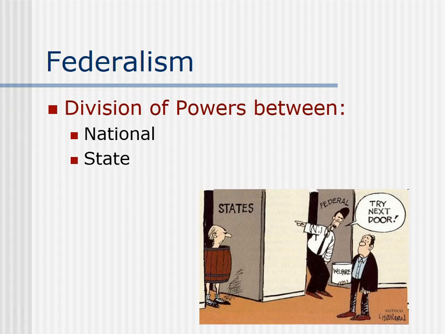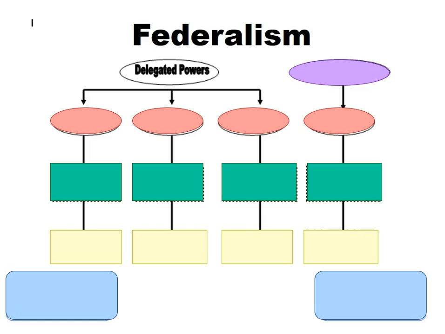So again, federalism is a division of power or shared powers between national and state level governments. So what that means is there's some stuff that the national government of the United States can do, some stuff that the states can do, and there's some stuff that they both can do. So again, we've said that local governments get their powers from the states.